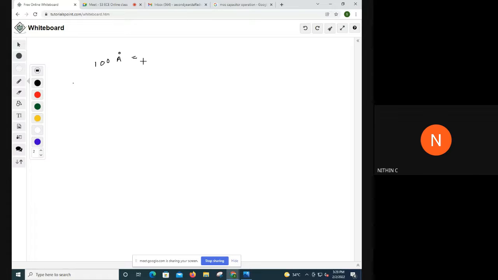Anyone? Nikhil, do you know? Pranav, Anugrah, Sayanth, does anyone know? 1 Armstrong? No. 1 Armstrong is 10 raised to minus 10 meter. Okay, 1 Armstrong is 10 raised to minus 10.